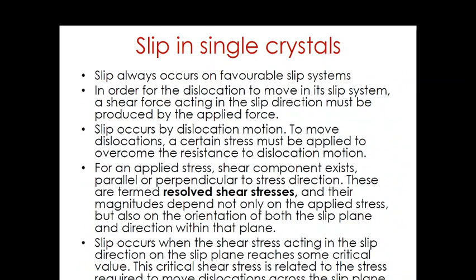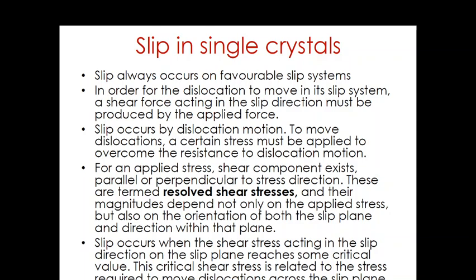Slip in single crystals. As mentioned previously, edge, screw and mixed dislocations move in response to shear stresses applied along a slip plane and in a slip direction. Slip always occurs on a particular set of crystallographic planes known as slip planes. Slip always takes place along a consistent set of directions within these planes, and these are called slip directions. The combination of slip plane and slip direction together makes up a slip system.